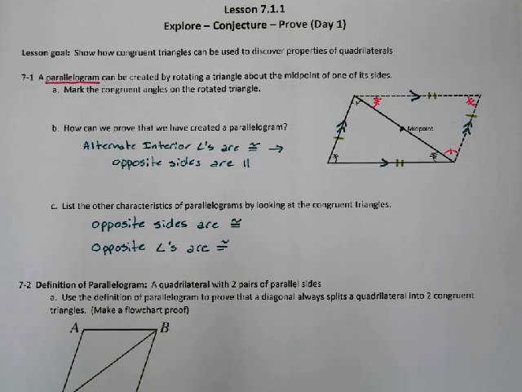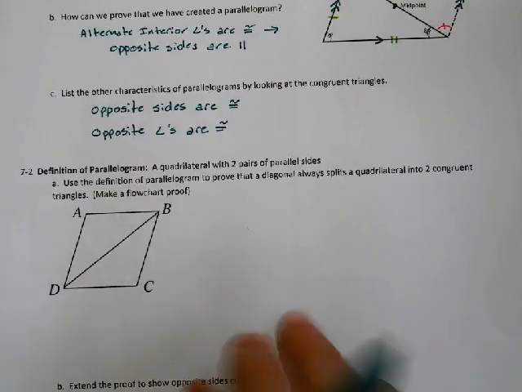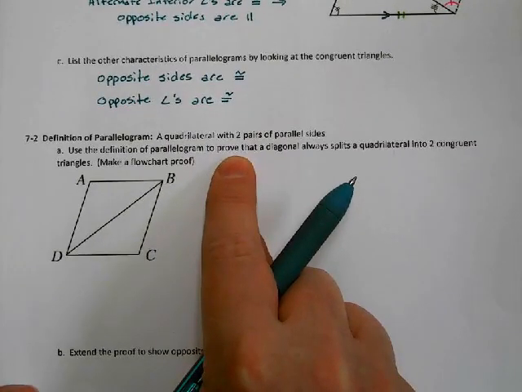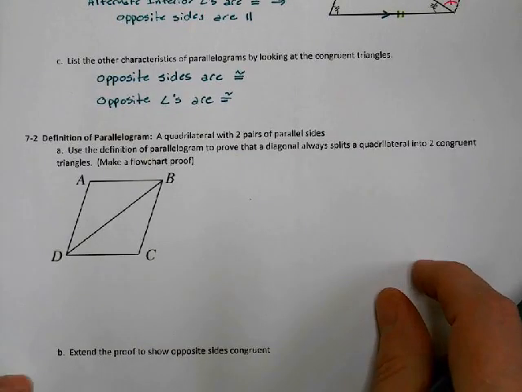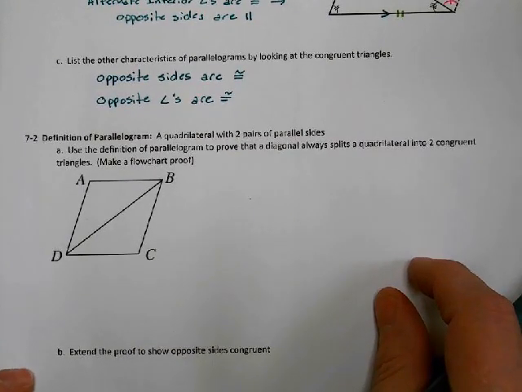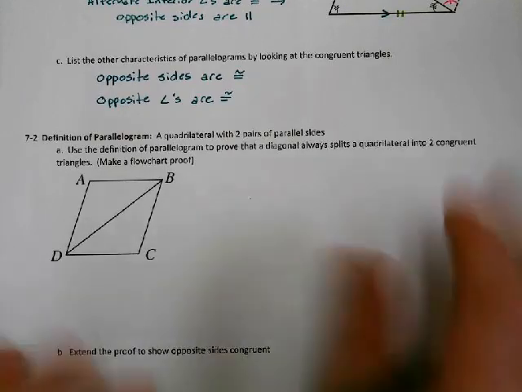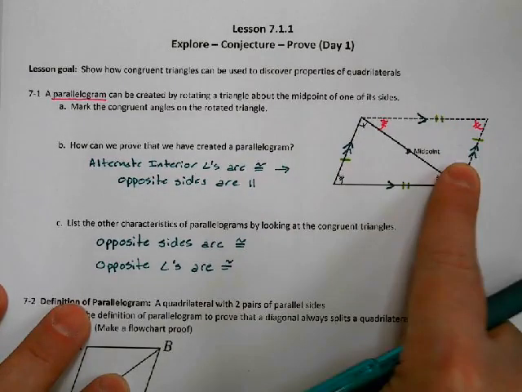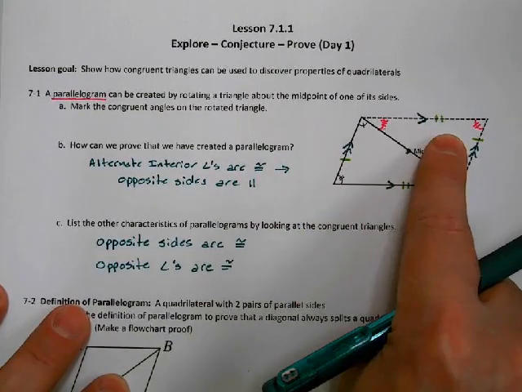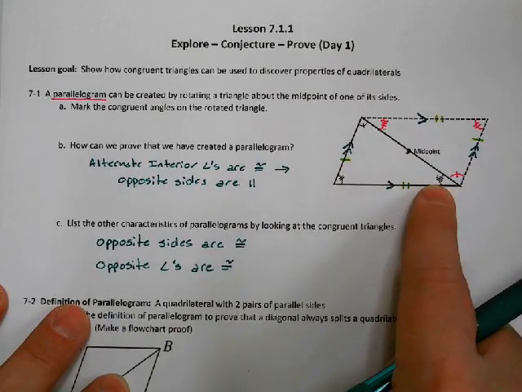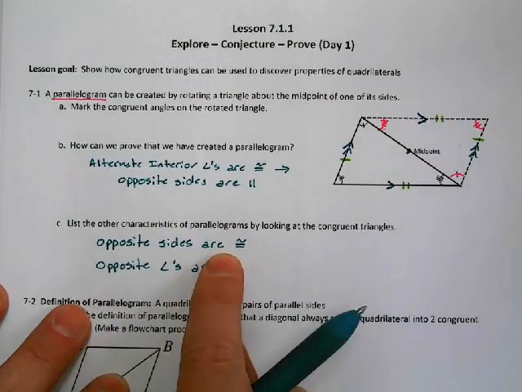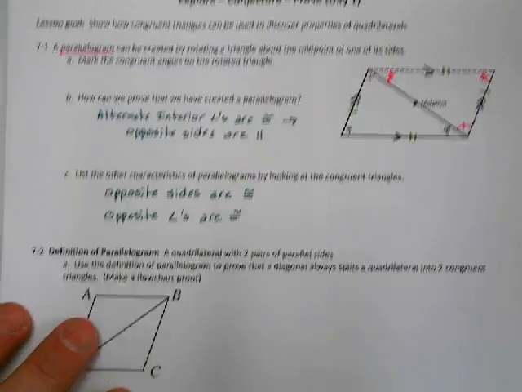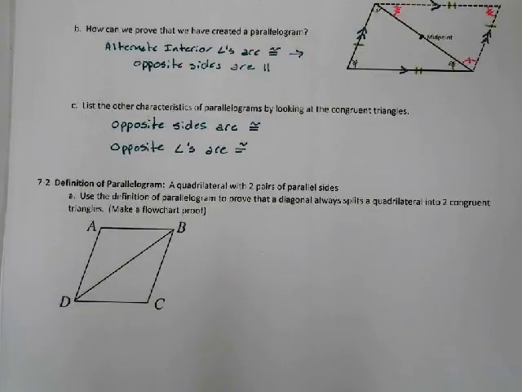All right, so next, we're going to use the definition of a parallelogram to prove some of the things that we have just made a conjecture about. Because what we've done here is we've explored by rotating this triangle and making this shape, asking what's going to happen. And we made conjectures. It looks like the opposite sides have to be congruent, and it looks like the opposite angles are congruent. Now we're going to prove it using, well, proofs.